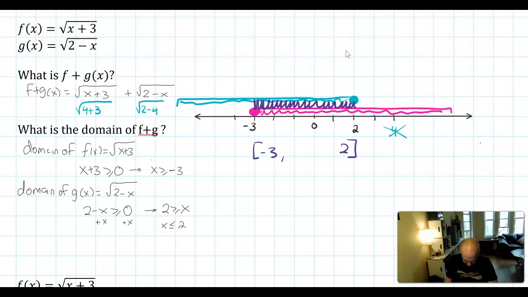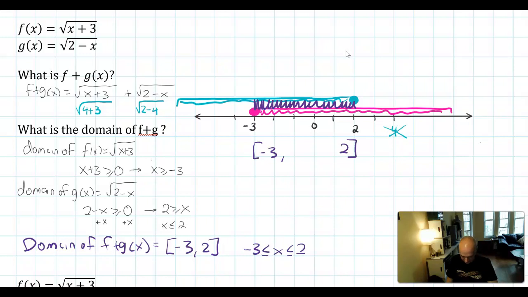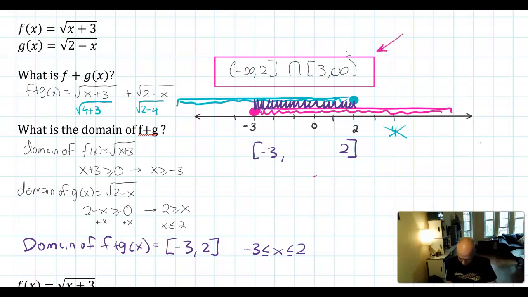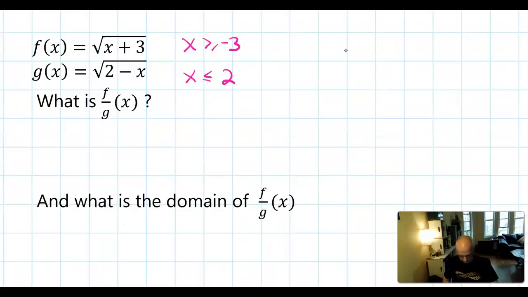So the domain of f plus g would be the interval negative 3 to 2, or you could give the inequality like that. But it's the mathematical intersection of the two domains when you do this. Up here in the top is what we mean when we say intersection of two domains. We've done problems like this before. I think it was in section P.9, maybe. It's a nice little thing to recognize.